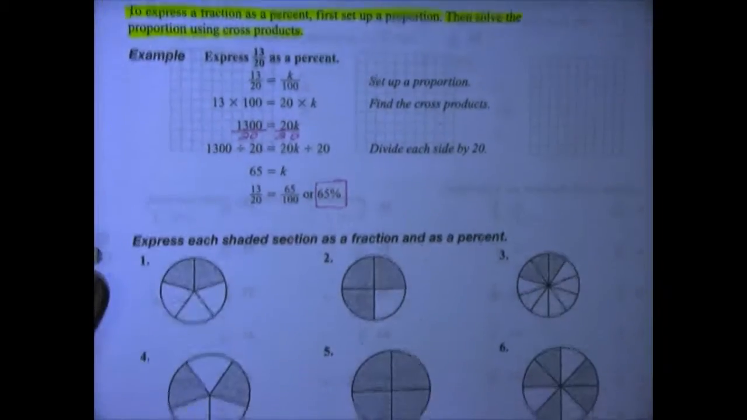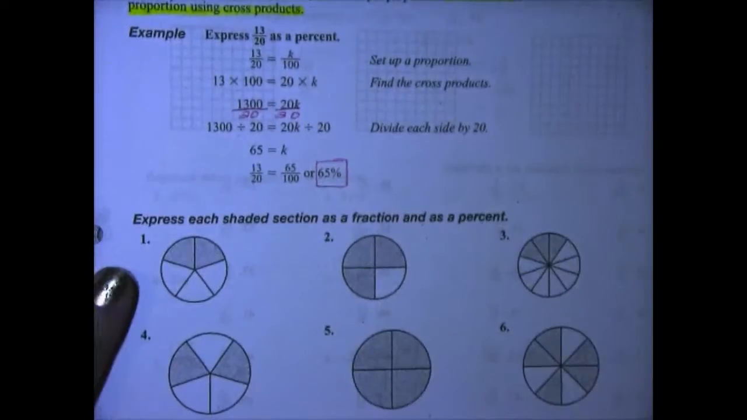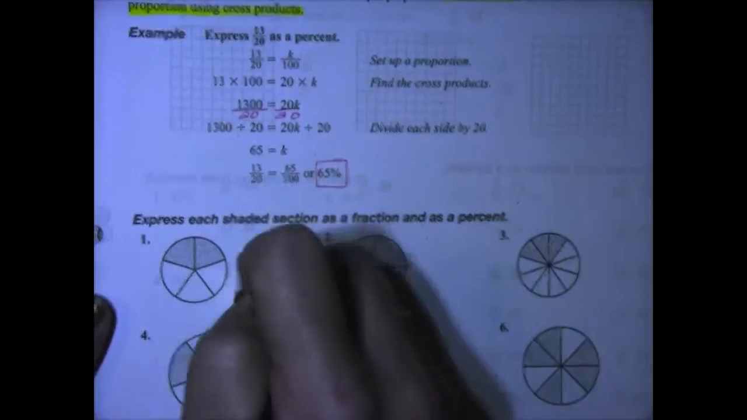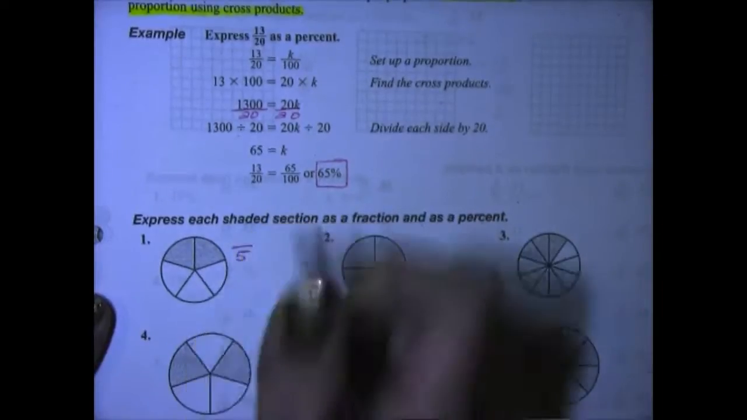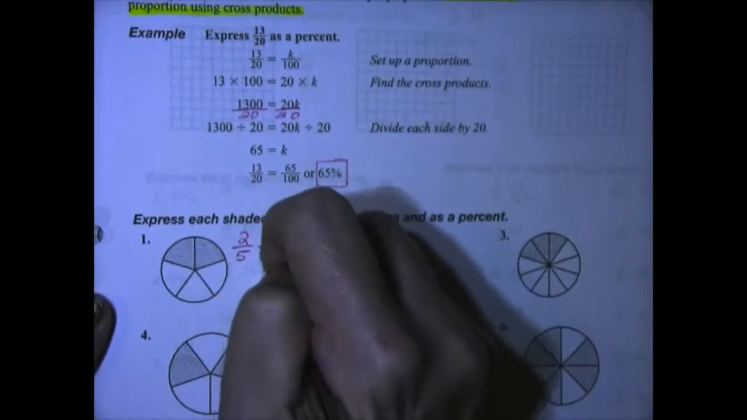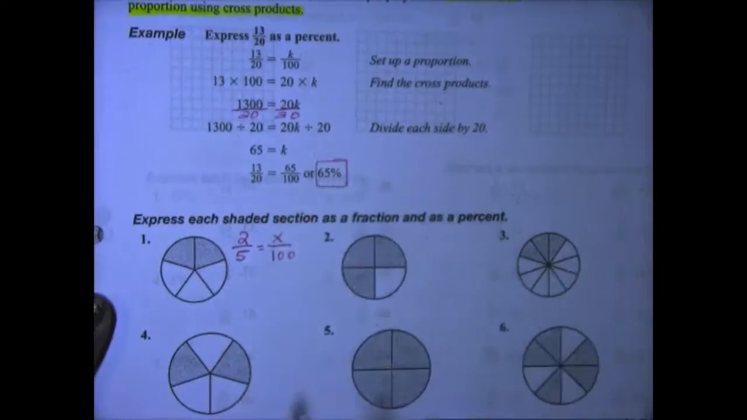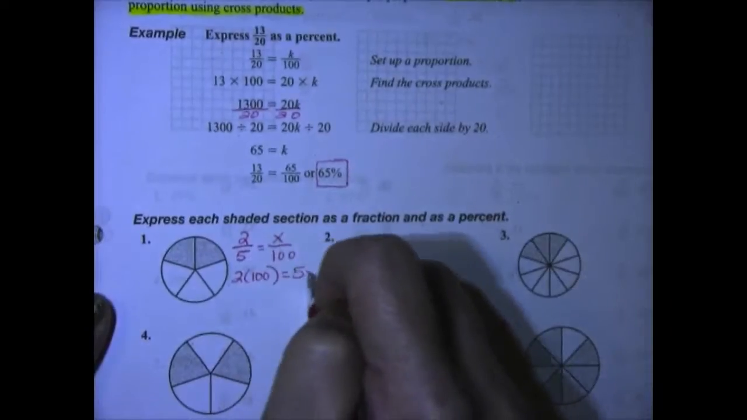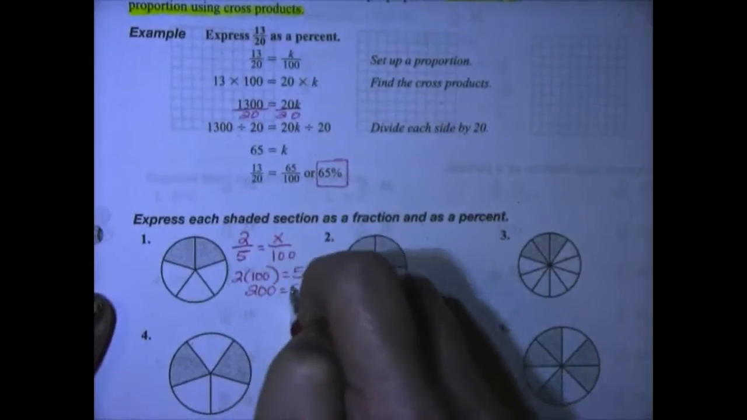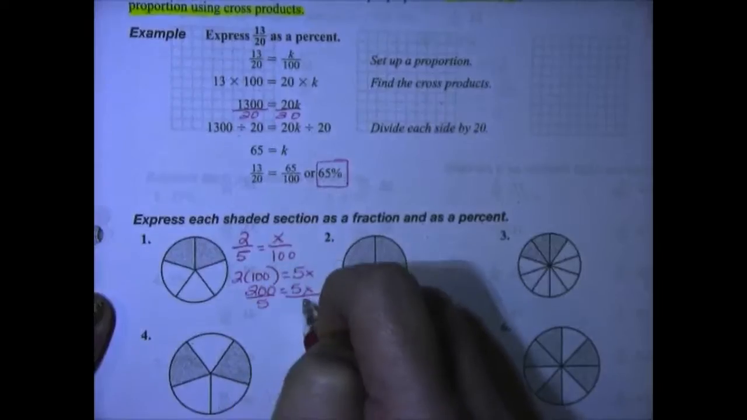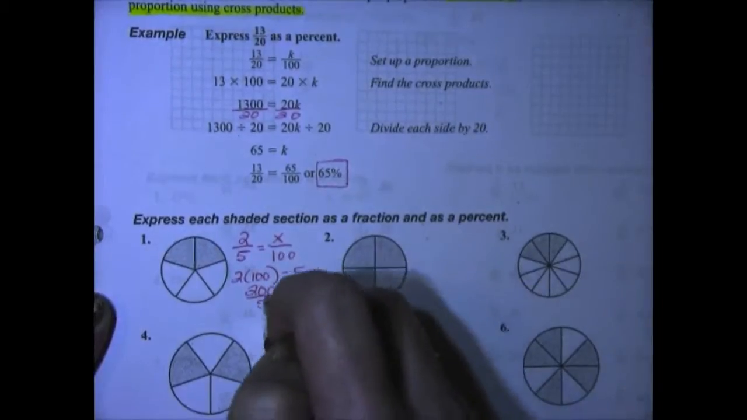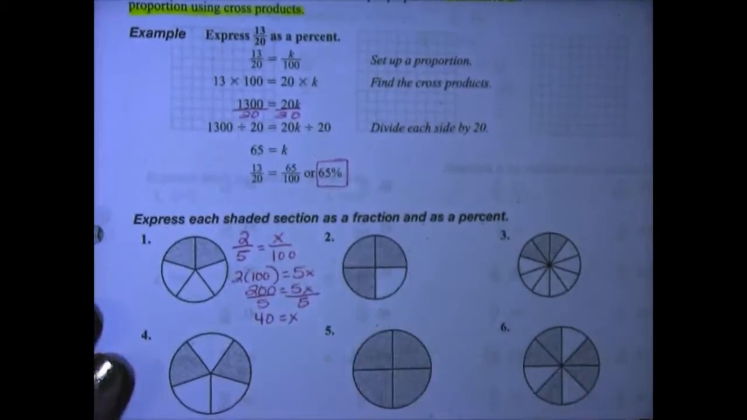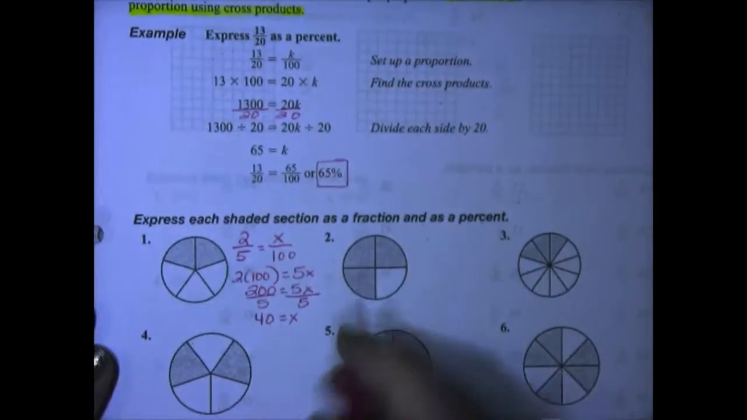So let's take a look at some of the examples. Number 1 says express each shaded section as a fraction and as a percent. So I have 1, 2, 3, 4, 5. So 5 is going to be my denominator, and shaded are 2. And then I'm going to set it up as x over 100, and then I'm going to cross multiply. So 2 times 100 equals 5x. 200 equals 5x. Divide by 5. And 200 divided by 5 is going to be 40. So 40 equals x.